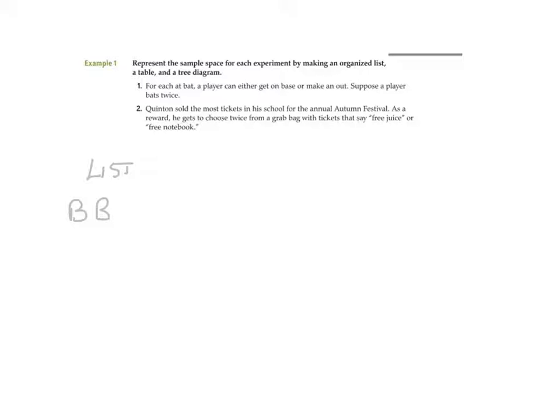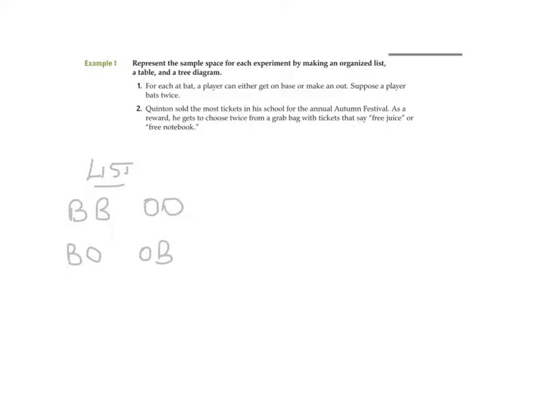It may be the opposite of that. He may hit the ball twice, but out both times. So that's out and out. Okay, or he could do one of each. So he could go a base and an out, or he could be out and a base. All right, so that's the list.